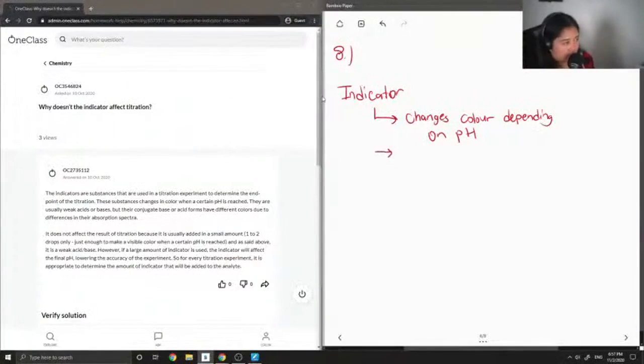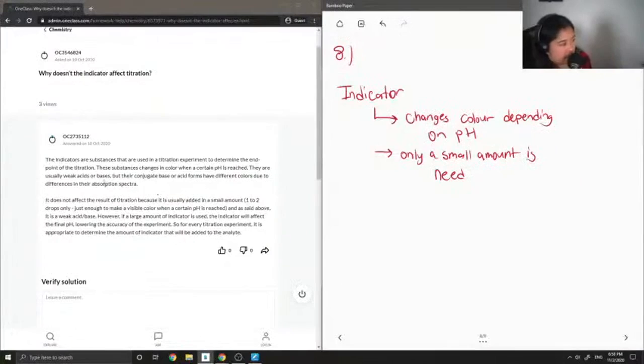It also doesn't affect titration because only a small amount is used. So you really only add like 1 or 2 drops of your indicator, such as phenolphthalein, and that's basically all you need for it to change the color in a titration. So it's pretty helpful. See what our junior tutor said?